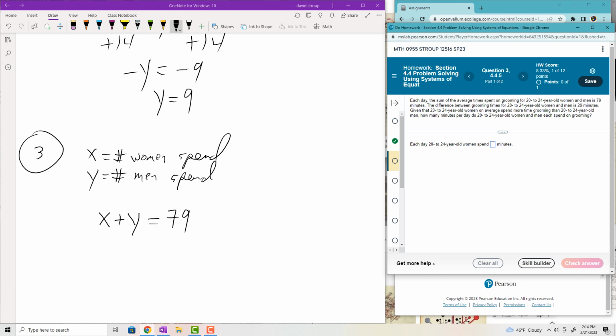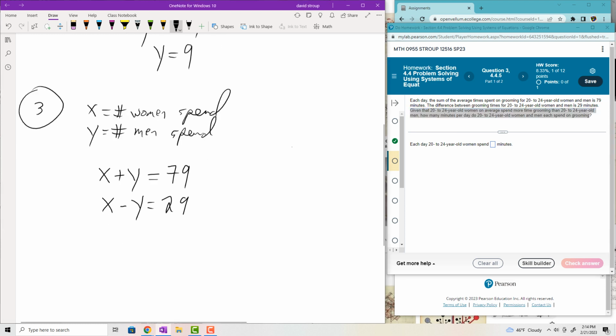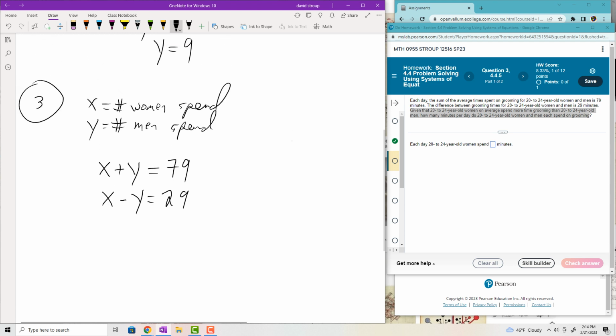And then the second sentence says the difference between grooming times is 29 minutes. So the difference, x minus y, is 29. You want to be a little careful because you have to make sure that the one that's more is first. If men spent more time grooming, then x minus y would be a negative number, and we can't have that. That's why they tell you in that next sentence, given that women on average spend more time than men, so you can figure out the answer. So this is the appropriate setup.